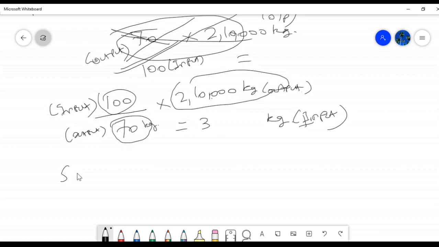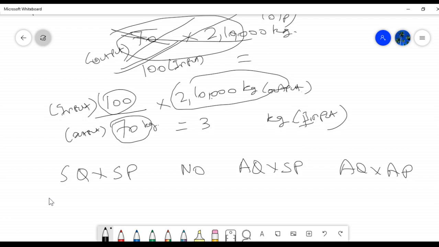SQ into SP, no RSP. Then AQ into SP, then AQ into AP. So SQ is how much? We identified 3 lakh kgs, into 1. Then actual quantity used, how much? That is available in the question: 2,80,000 kg, into 1.